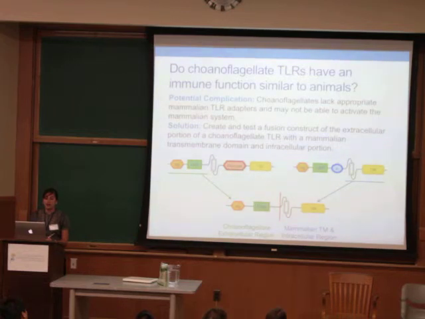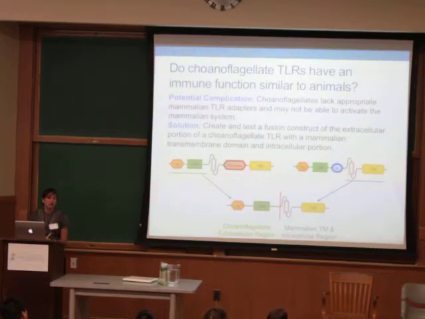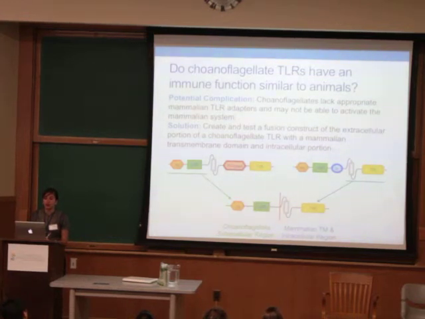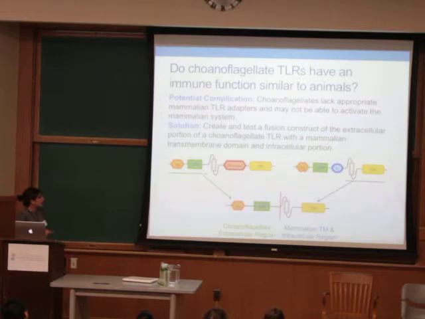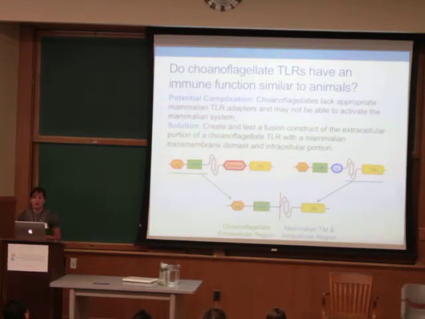One possible way to get around this problem and still utilize the assay would be to create a chimera, or a fusion construct of choanoflagellate and mammalian TLRs. You could fuse the extracellular region of the choanoflagellate TLR with the intracellular region of the mammalian toll-like receptor, which is the area that would actually bind to the mammalian intracellular adapters. In this way, you could still test for activation of the mammalian system and gain some insight into what types of ligands the extracellular region of the choanoflagellate TLR is binding, and possibly a clue about whether this TLR has an immune function or not.